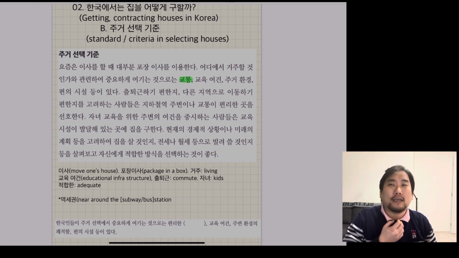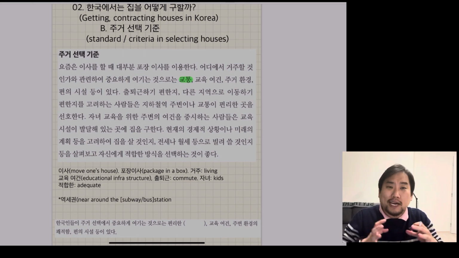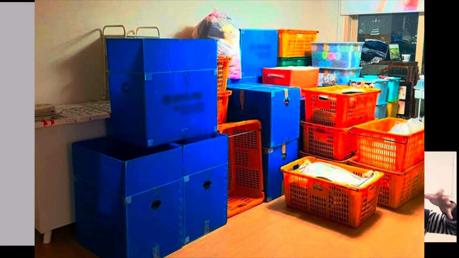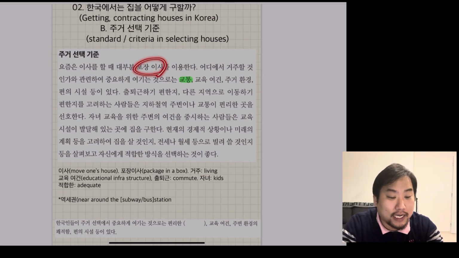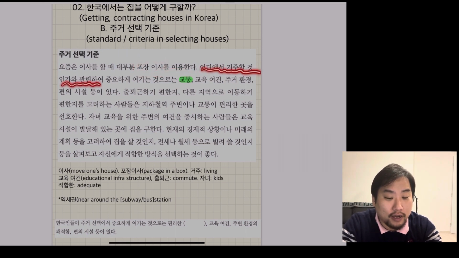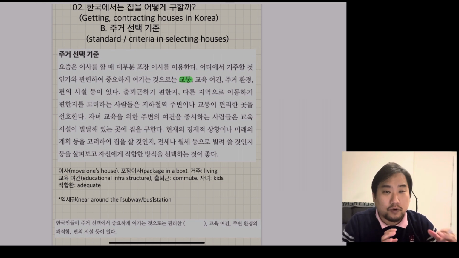It might be. I have few experience to move my house. But 포장 이사 is usually put things in the box and just move. So we use 포장 이사. 어디에서 거주할 것인가와 관련하여 중요하게 여기는 것은 so where to live. The important thing Koreans consider when they move or select a new house.